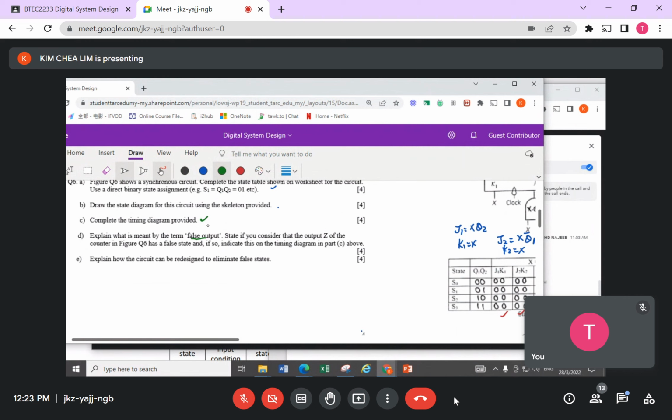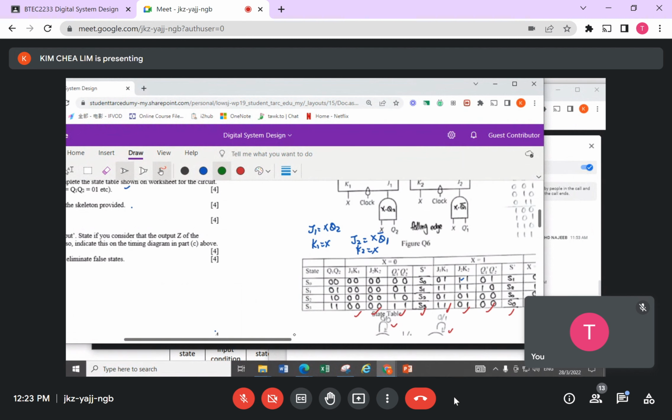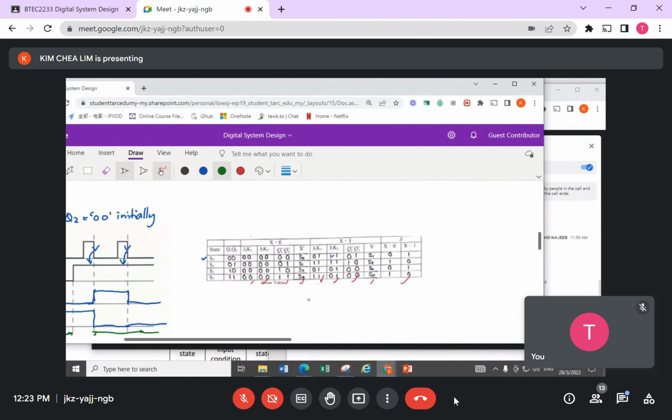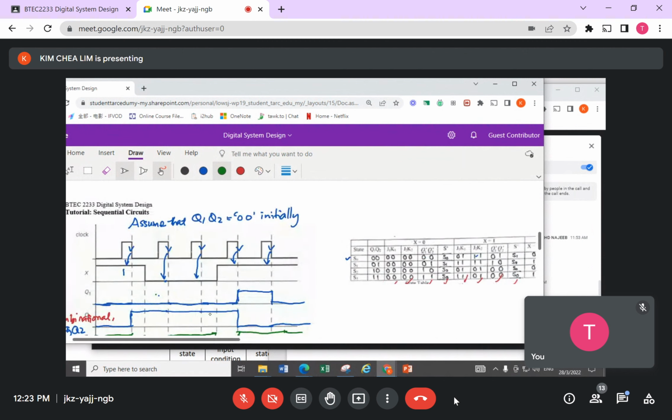Okay, so this part, what do they want? Force output. Now, is there any force output in this design here? Maybe we look at this design, and also maybe we look at these tables, the output compared to the waveform that I drew.